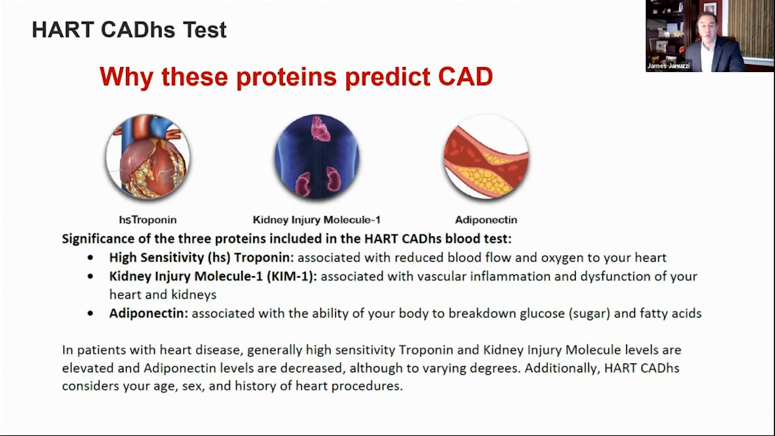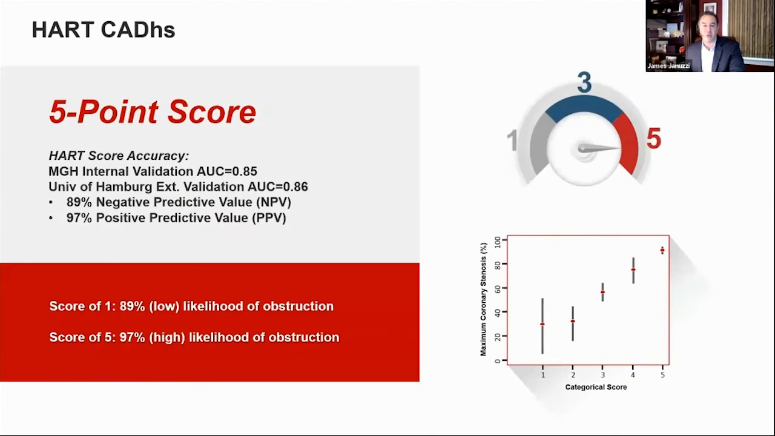And so when you combine these tests and clinical variables into a score, once again, we can appreciate the ability to identify folks that have a very low risk for obstruction. In this case, we selected an obstruction of 70% or greater, a very conventional threshold for severe obstruction.